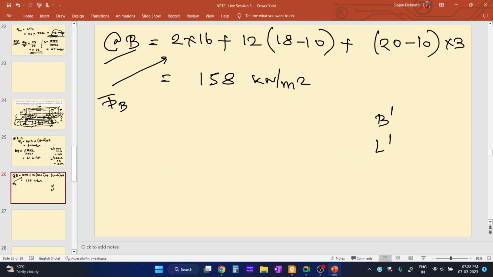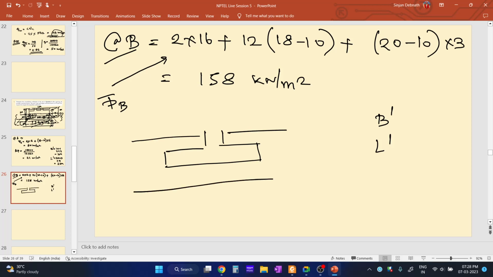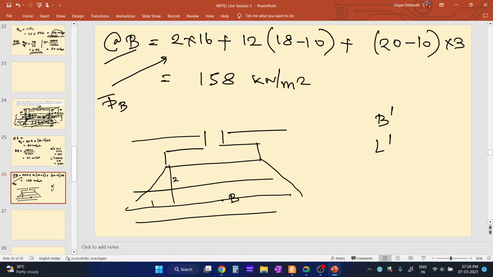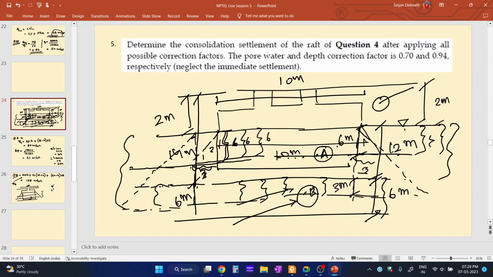Let me just draw it once again over here. The footing is like this. This is layer 1, this is layer 2. This is point B, suppose. Stress distribution will be like this, right? 2 vertical to 1 horizontal. Fine. So what is the breadth of the footing? The breadth of the footing is 10 meter. So this one is 10 meter. And what is the depth of B from the base of the footing?